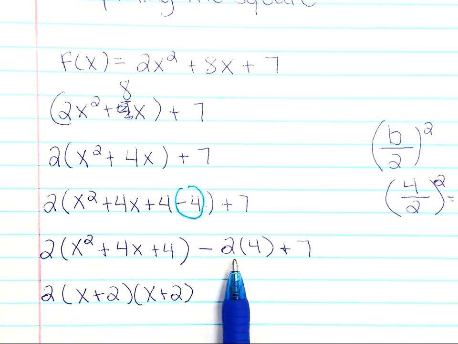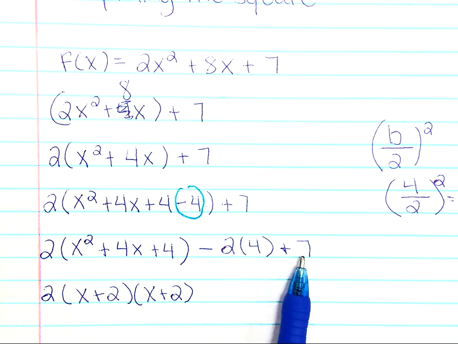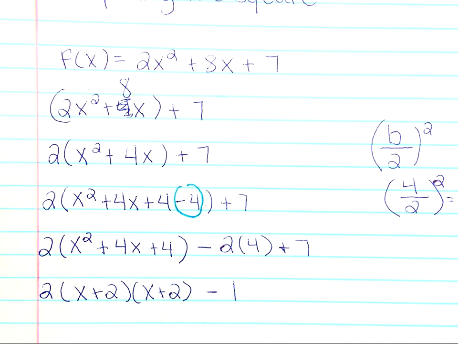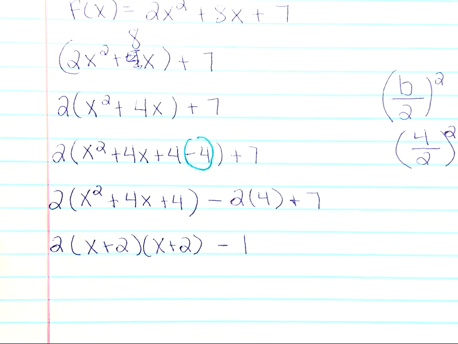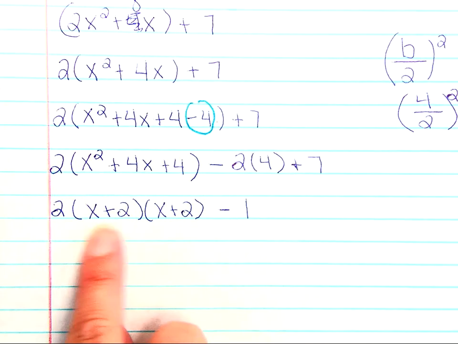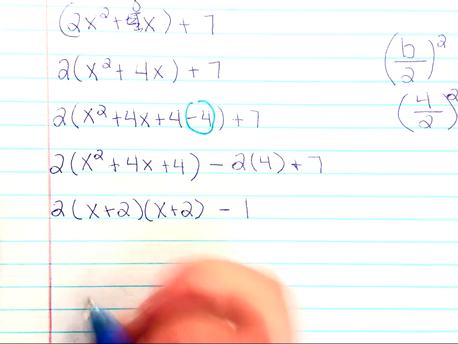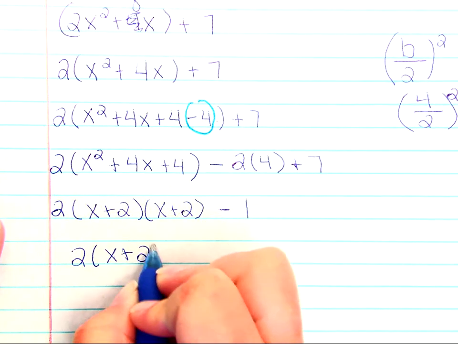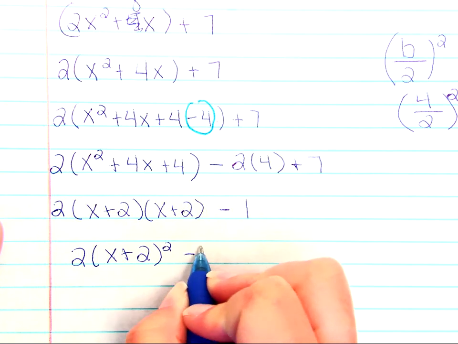Now let's go ahead and combine these. We've got 2 times 4, which makes negative 8, plus 7. So that last part is going to be minus 1. Okay, this is a perfect square, so I can go ahead and write this as 2(x plus 2) squared minus 1.